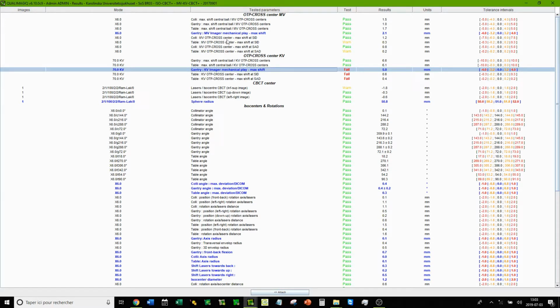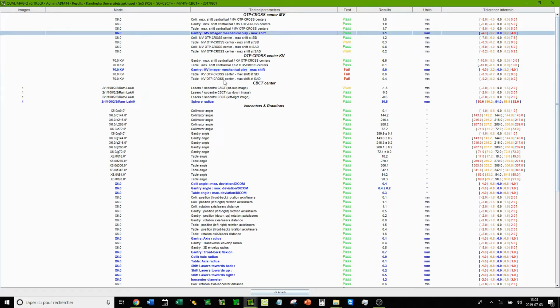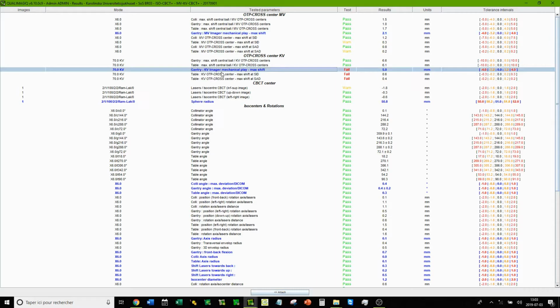As there is a cross-test object at the head, we are able to determine the movement of this cross-test object on the imager, which will in turn determine the sag of the MV imager when the gantry rotates. The same holds for KV, with the cross-test object placed at the X-ray tube exit. Its movement on the imager will describe the KV imager sagging.